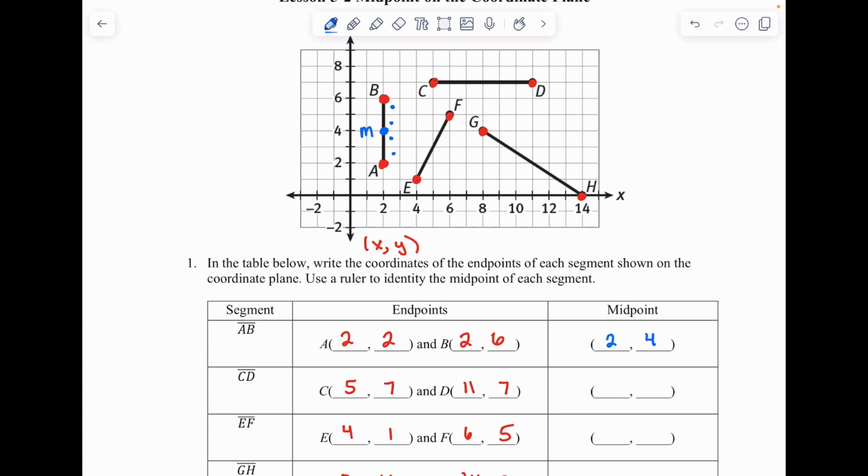Next for CD, since CD is perfectly horizontal, I can also just count how long the segment is. 1, 2, 3, 4, 5, 6 units. Half of 6 is 3. Which means if I count 3 units in, right here is the midpoint at the coordinates 8, 7.